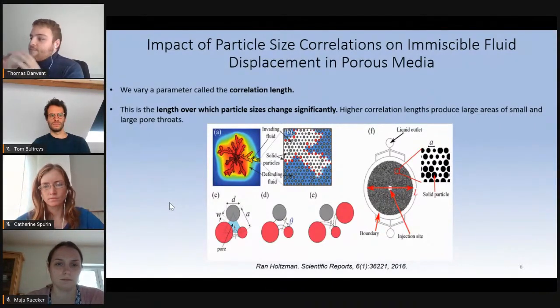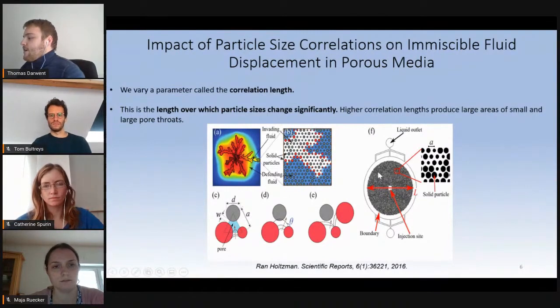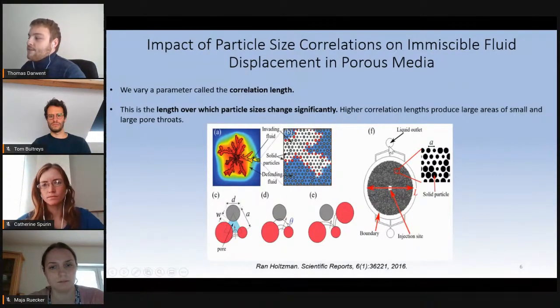So as you have pillars of similar sizes around each other, you get a higher correlation length because you've got large pillars altogether and small pillars altogether. And we have, in this case, a radial system. What we do is we fill this with a water glycerol mixture, and we withdraw the liquid through either the top or bottom outlet. What this allows is the air to invade through the central inlet and propagate radially outwards, kind of similar to figure A.